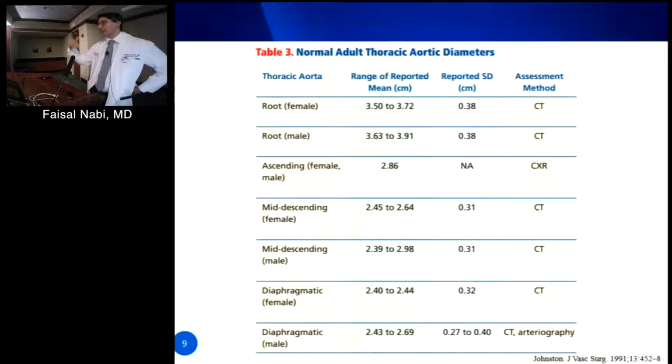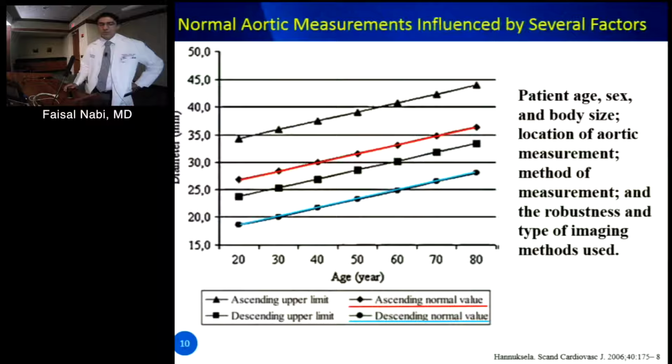Okay, so when it comes down to aortic measurements, there's a lot of factors that go into play. It varies based on age, sex, body size, where you make these measurements, obviously, and the robustness of the imaging methods you're using. If you look here at normal ascending aorta measurements, you can see that as we age, it is a normal phenomenon for the aorta to measure bigger than in a person who's young. And you can see that for normal descending thoracic aorta measurements as well.